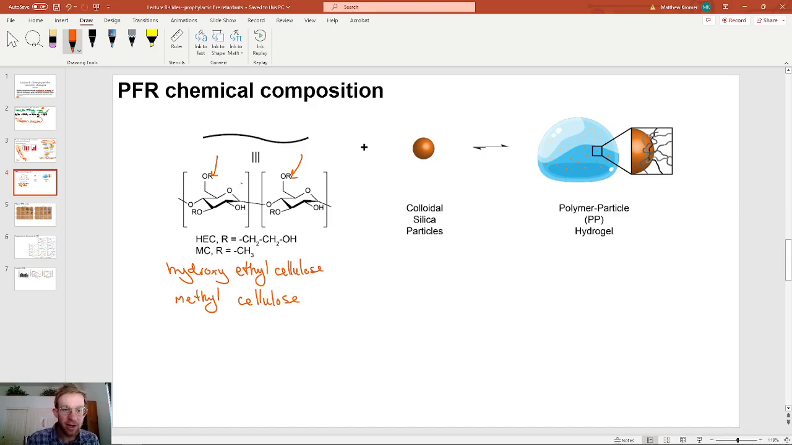And don't worry too much about what these structures are. We didn't talk about the chair conformation of cyclohexane, and we didn't talk about valence shell electron repulsion theory.